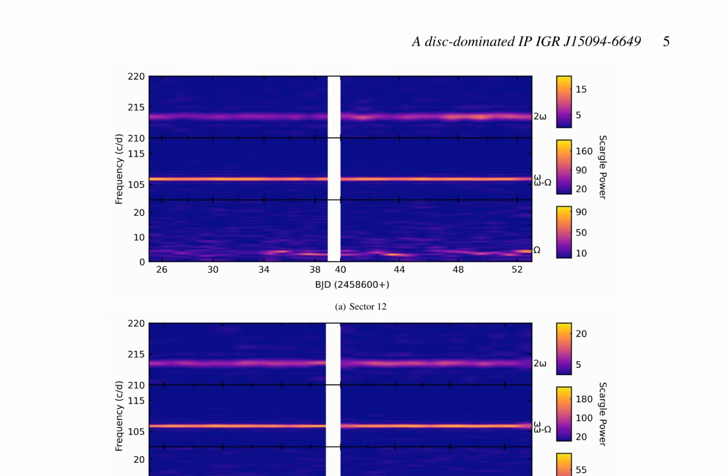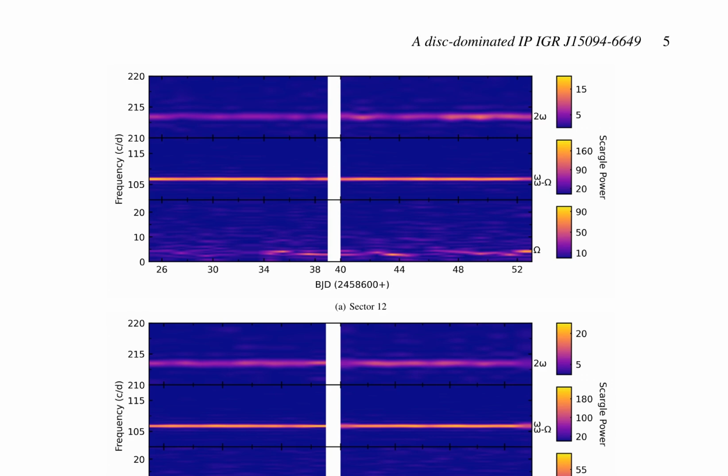Figure 4 presents time-resolved power spectra from TESS observations of the disk-dominated intermediate polar IGR J15094-6649, resolved into 3 panels for sectors 12, 38, and 39, showcasing variability in the omega and 2 omega frequency region. In sector 12, a prominent peak at approximately 1.4 mHz is observed, accompanied by a harmonic at approximately 2.8 mHz, with a red noise component in the power spectral density, PSD, indicative of stochastic variability.